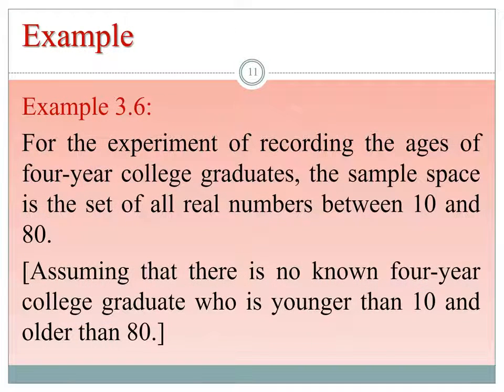Alright, so this is another example for the experiment of recording the ages of 4-year college graduates. The sample space is the set of all real numbers between 10 and 80. Suppose we write down the sample space, assuming there is no 4-year college graduate younger than 10 or older than 80. So in this case, the sample space we can write as 11, 12, 13, 14 up to 79. Okay, so this is another example.